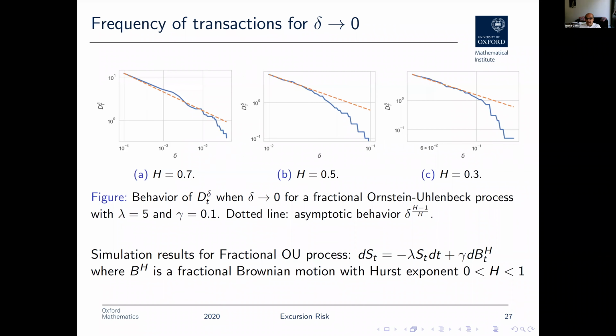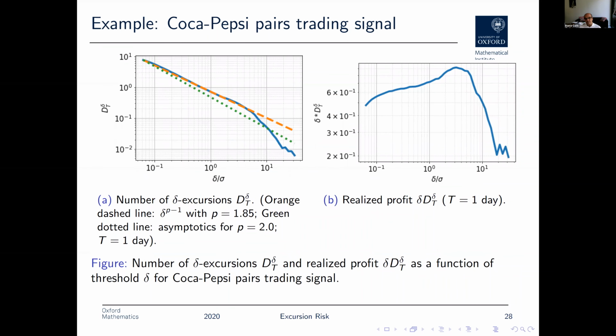Okay. Now, these are simulations. So of course, here we're just checking that the theorem works, because hopefully theorems are true. And we're just checking that the asymptotics works in a certain range. But what happens with real data? So that's what I'm going to show now.